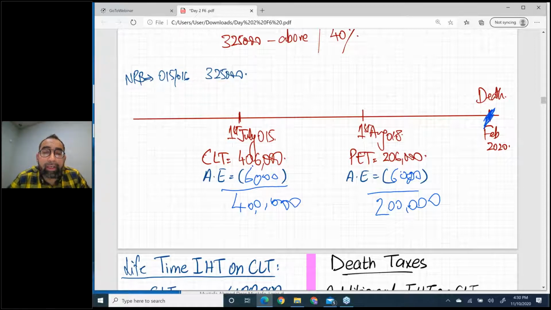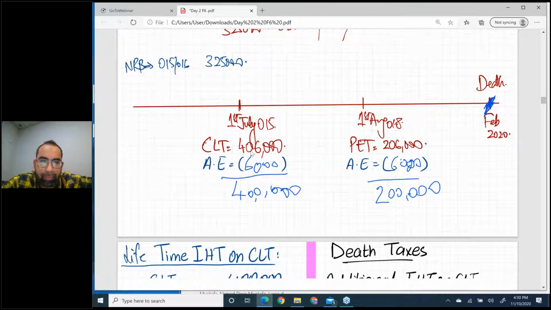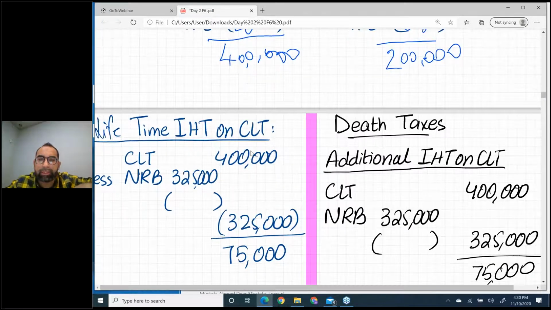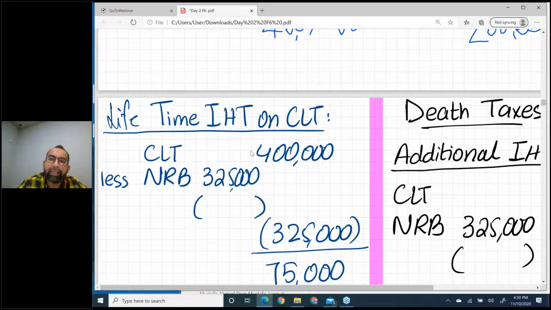Now look at here. The first installment is paid by trustees, so we have to use the tax rate of 20%. Let's start, and don't forget, the person is alive, the person is not dead. The heading is lifetime IHT on CLT. Now what is the chargeable amount of CLT? This is 4 lakh after annual exemption.